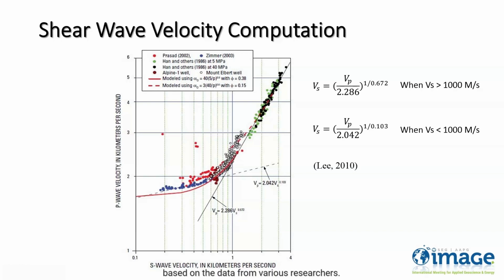Based on the data from various researchers, Lee has presented two empirical relations for unconsolidated rocks. The first equation is applicable when shear wave velocity is greater than 1000 meters per second, while the second equation is valid when shear wave velocity is less than 1000 meters per second. We will be using these equations to compute shear wave velocity from compressional velocity.